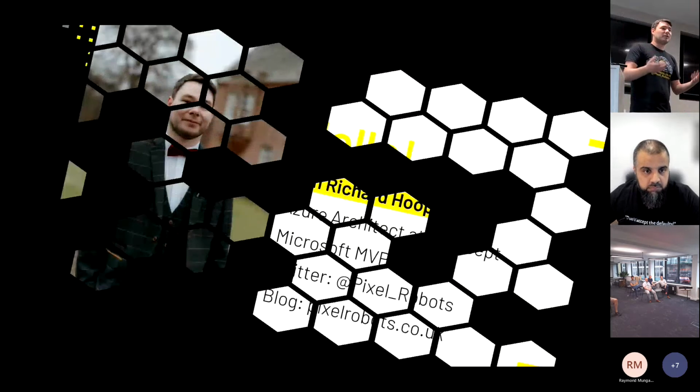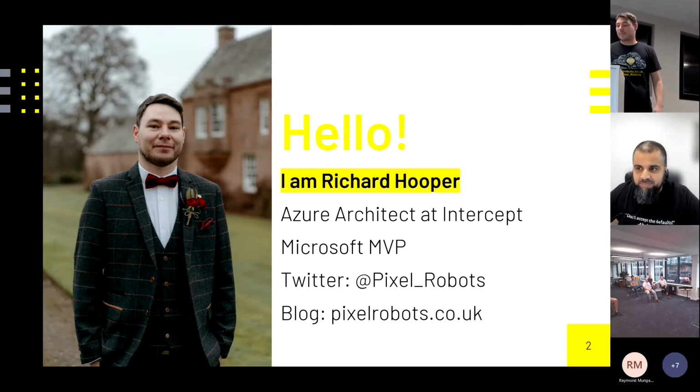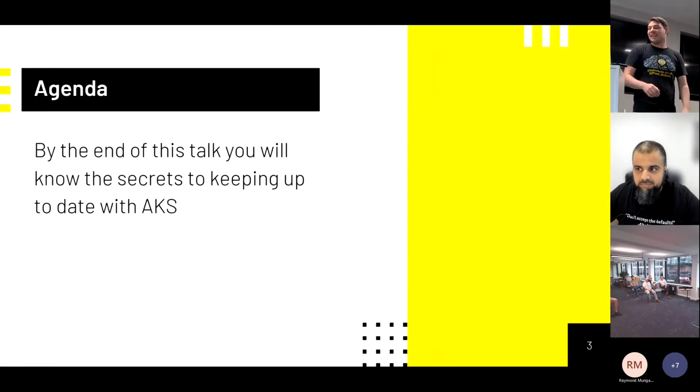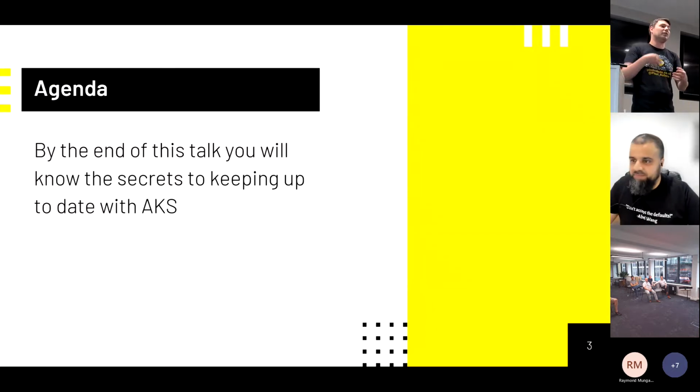So a little bit about me first. Some of you may know me, Richard Hooper. I'm a Microsoft MVP. I work for a company based in the Netherlands called Intercept as an Azure architect. You can find me online as Pixel Robots, and please check out my blog. Give me some hits. By the end of this talk, you should hopefully understand what I do to keep up to date with AKS, and then you can take some of that into account and do it yourselves.